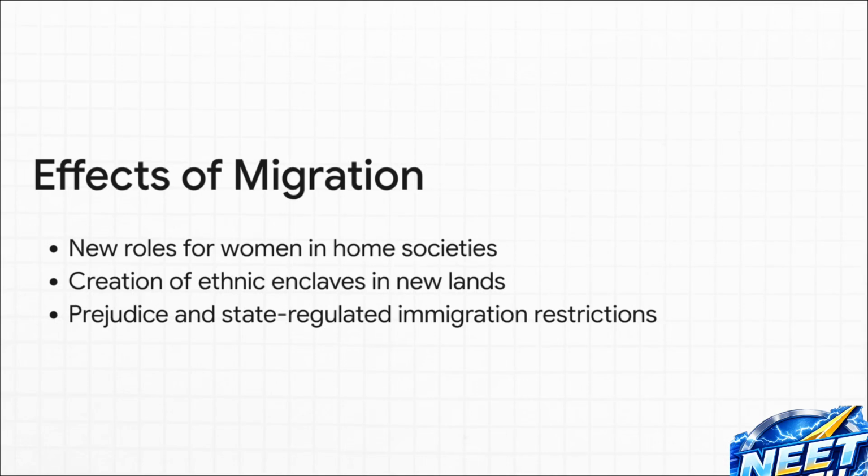Back in the home societies, women often had to take on totally new roles, as so many men left to find work. In their new countries, migrants created ethnic enclaves, think of Chinatowns or Little Italies, that were vital for preserving their culture, but also marked them as different. And this often led to a backlash. The receiving societies frequently reacted with racism and prejudice, which led to laws designed to stop immigration, like the Chinese Exclusion Act in the US. These dynamics created social tensions that, in many ways, are still with us.